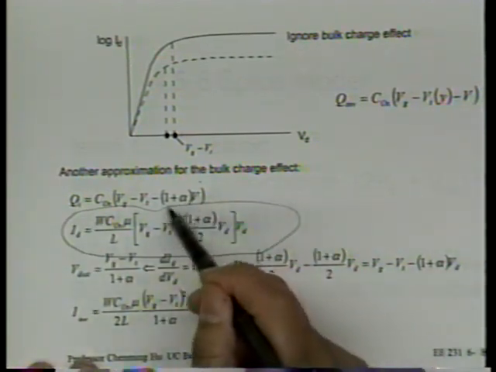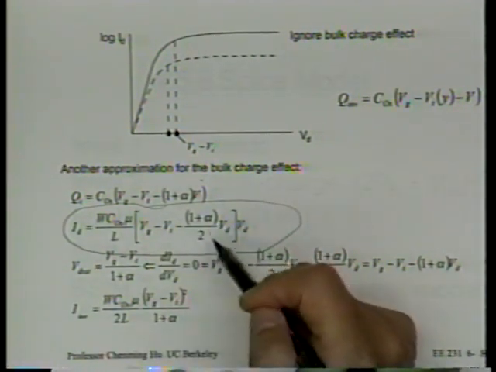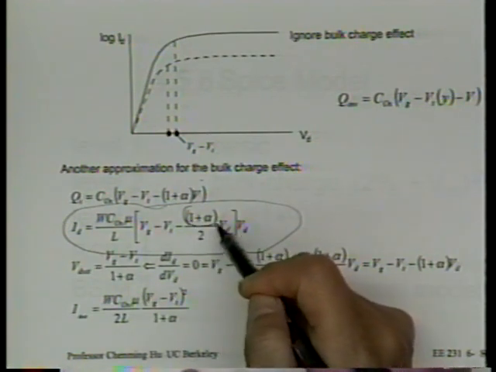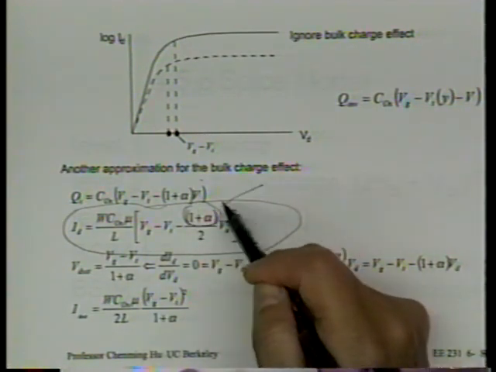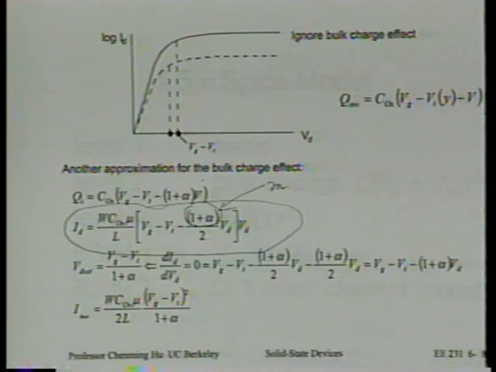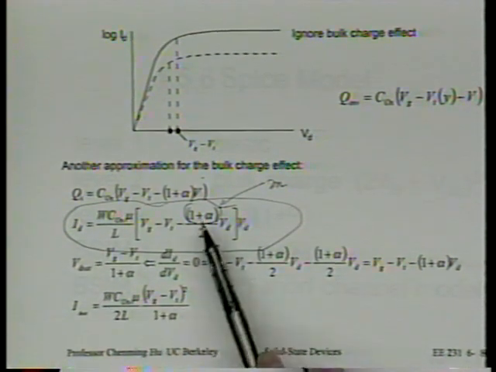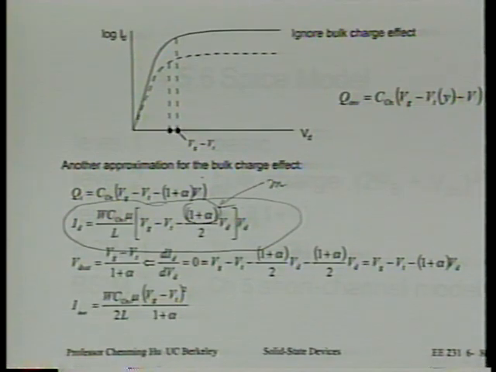This equation. All you do is you add an m here. Last time I introduced the m to replace 1 plus alpha. Today I just use alpha. Either way, using m is even easier, right? Just add an m to that 1/2 term. You get a much better model, and you would not have ignored the bulk charge effect.